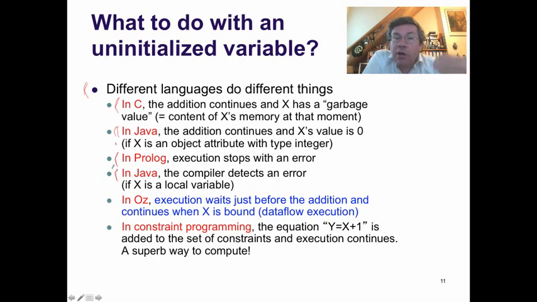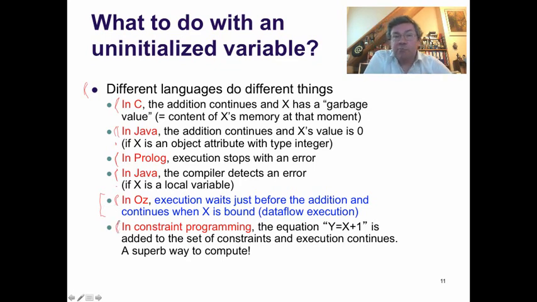In Java, another case, the compiler will detect the error if x is a local variable in a block that has not been initialized. In Oz, and this is where the deterministic data flow comes in, execution will simply wait. Quite civilized, the execution will wait patiently until x is bound. And this is data flow. It is the moving of data, the data flow, that drives the execution. So this is what we're going to see in this course.